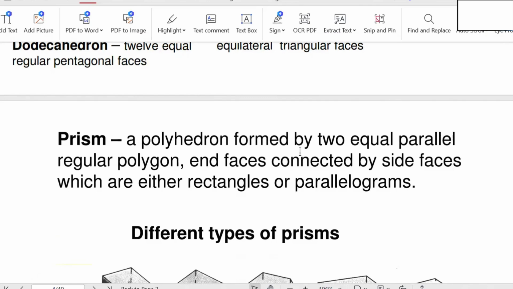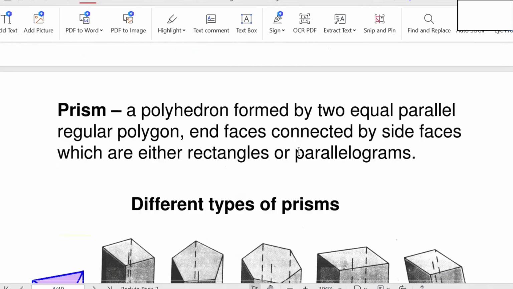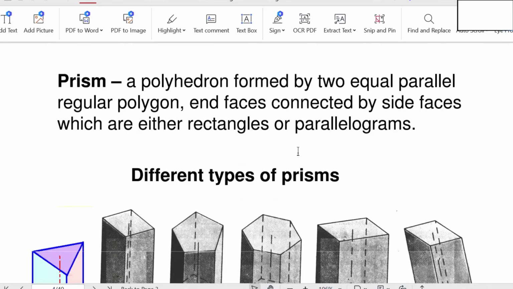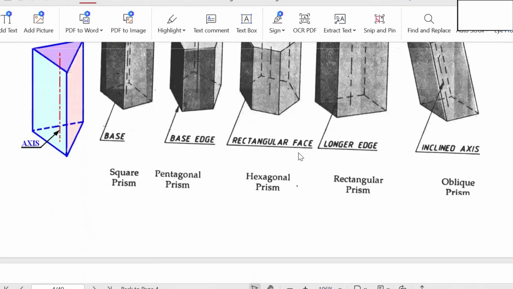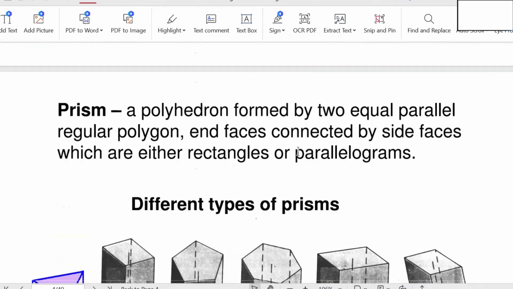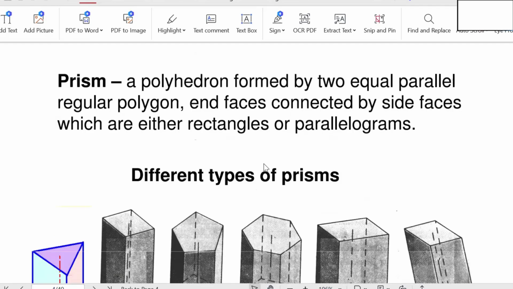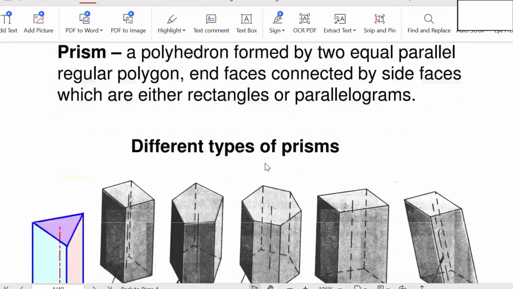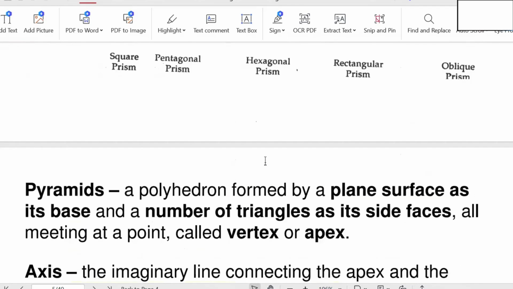Then coming to some irregular shapes, are they not regular? Here the very important solids are the prism and the pyramid. All these are polyhedrons only. In the previous discussion we covered regular polyhedrons. Here irregular polyhedrons are there. The first one is the prism, and the second one is the pyramid.